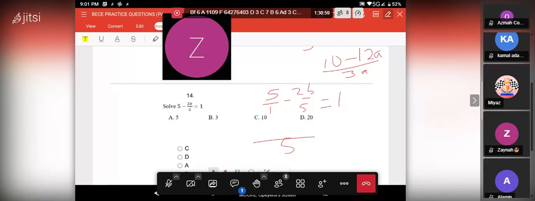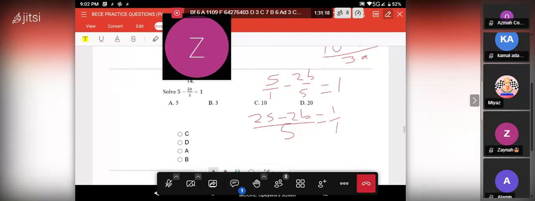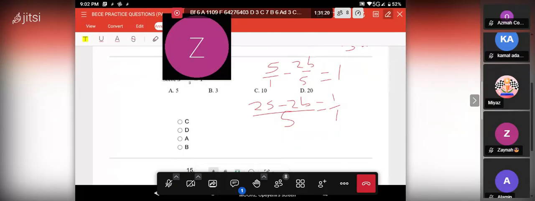Then 1 can go in 5, 5 times 5, we have 25. Minus 1, 5 in 5 is 1. 1 times 2b, we have 2b. Then you can now say it is equals to, that 1 can be written as 1 over 1. You cross multiply from here. So 25 minus 2b is equals to 1 times 5, which is 5.